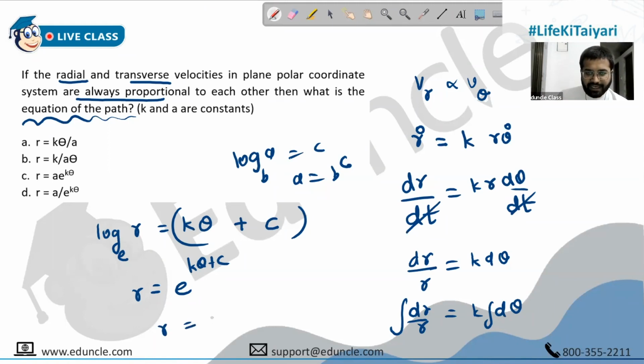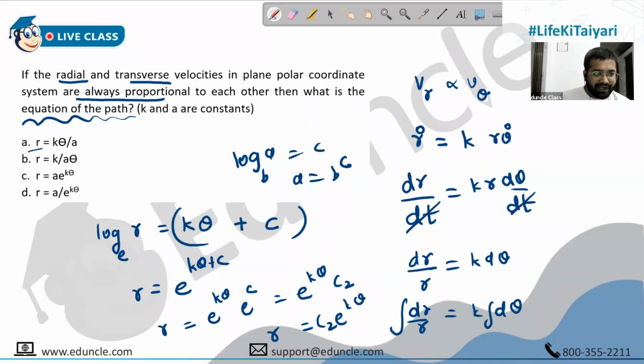So we are very close. I can split them: e raised to k theta, e raised to c. People, e is a constant, 2.71 or something. C is a constant. What is constant raised to constant? Another constant. Let's say C2. Whatever notation you want. So your answer r is C2 e raised to k theta.